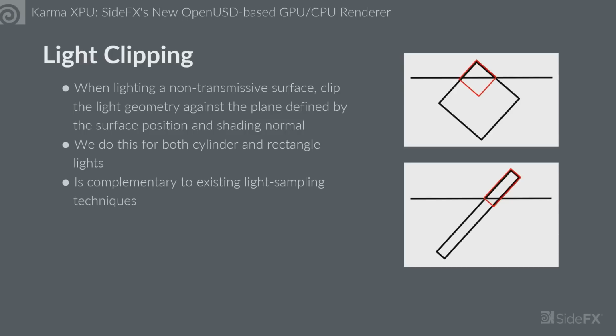We also now clip light geometry where possible. So that will be conservatively clipping against the plane defined by the surface position and shading normal. We do this for both cylinder and rectangle lights. And because the light still retains its original shape, so a rectangle stays a rectangle and a cylinder stays a cylinder, we can continue to use existing techniques to sample the clip shape.